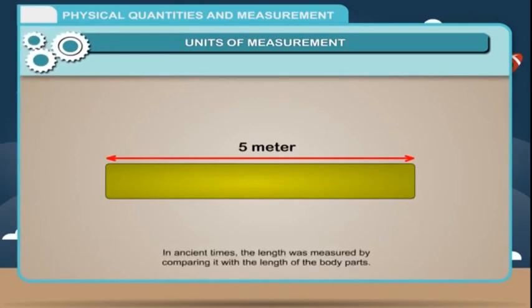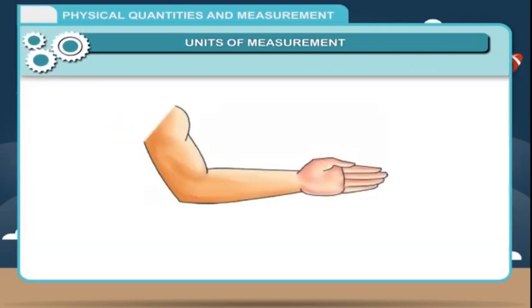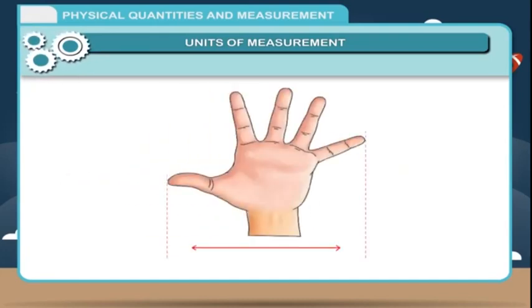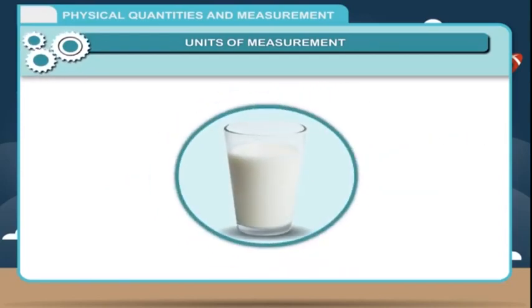In ancient times, the length was measured by comparing it with the length of the body parts. A cubit was the unit of length. 1 cubit was the length between the tip of the fingers and the elbow. Similarly, a handspan was the length from the tip of the thumb to the tip of the little finger. These methods were inaccurate because the size of fingers differs from person to person. In the same way, one cannot use a glass to measure the exact volume of the liquid. Such a system of measurement was not correct.